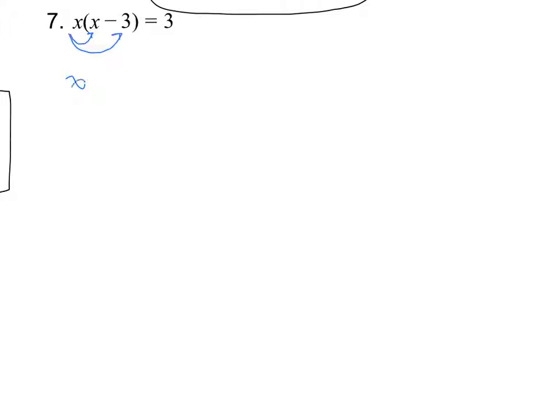Okay, let's look at number 7. Now this one, x times x minus 3 equals 3, is not in standard form. We've got something on the other side, and we don't even have a square right now. So we have to make it look like standard form first. So I would distribute this x. So this gives me x squared minus 3x equals 3. And then I would subtract 3 from both sides. So x squared minus 3x minus 3 equals 0. So now I can use my quadratic formula.